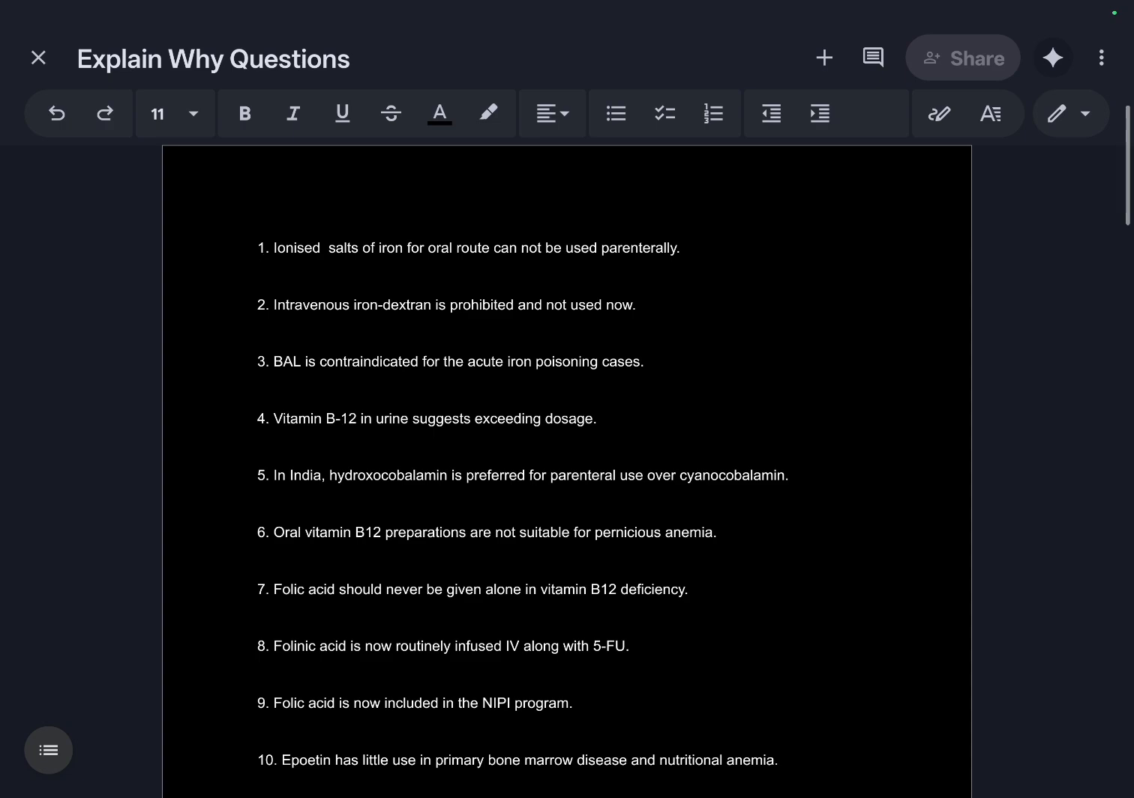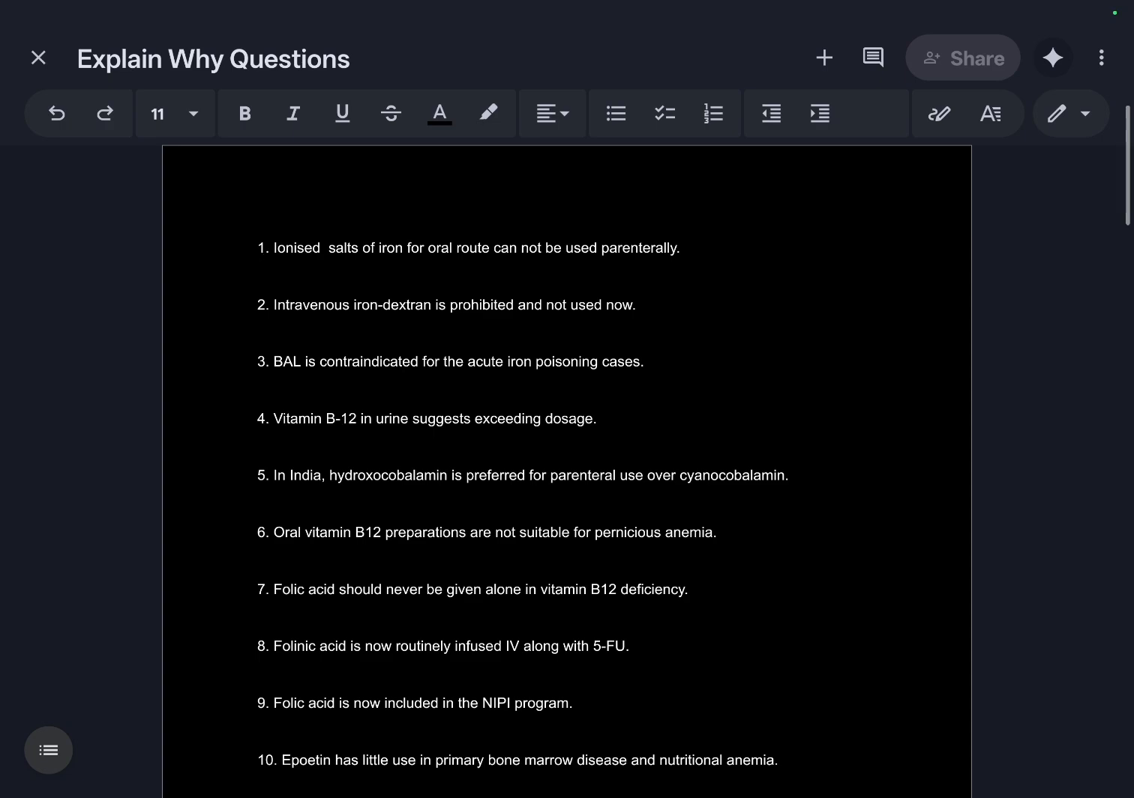Then question number 5: hydroxycobalamin is preferred for parenteral use over cyanocobalamin. The very short answer is hydroxycobalamin is longer acting than cyanocobalamin, so it requires less frequent injections. This is the main reason. And why is that so? Because it is highly protein bound in plasma. That's why it remains in the blood for a longer time, and its excretion is very slow.